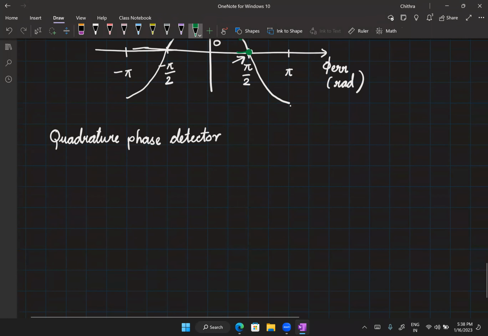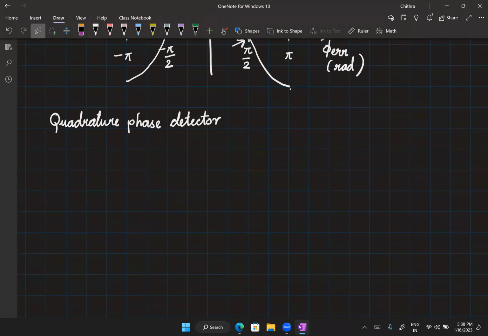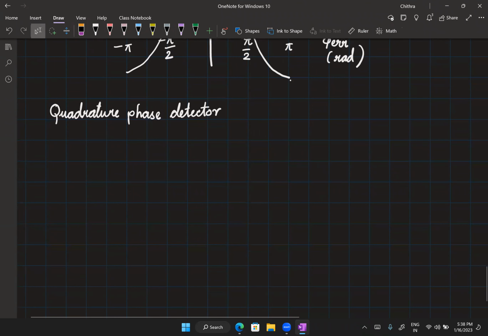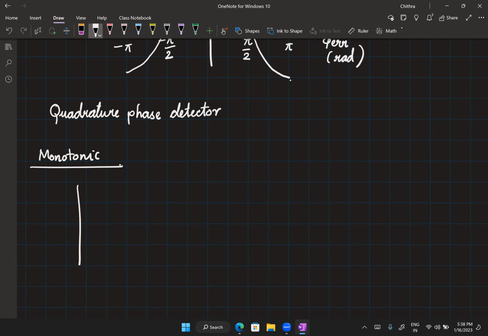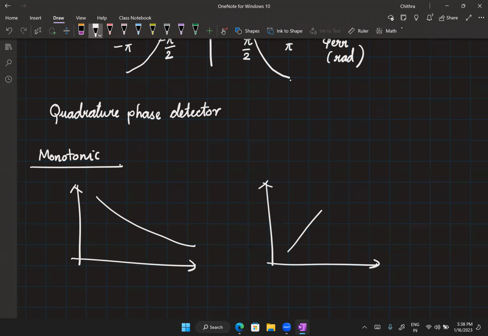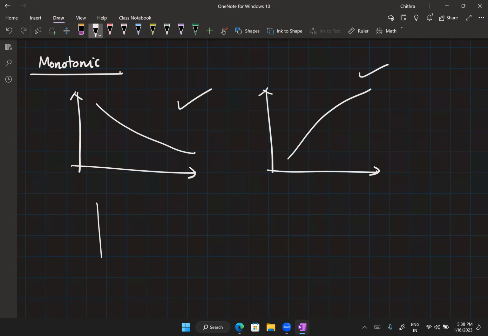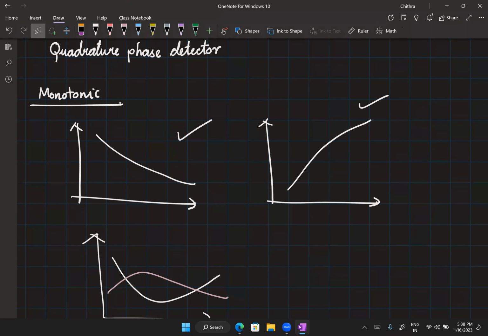So do you know what is meant by monotonic curve? Let me quickly give you an example. Okay. So this is a monotonic curve. This is also a monotonic curve, right? But if I draw something like this, it is not monotonic. Neither is this. Okay. So now can you tell me what is monotonic?